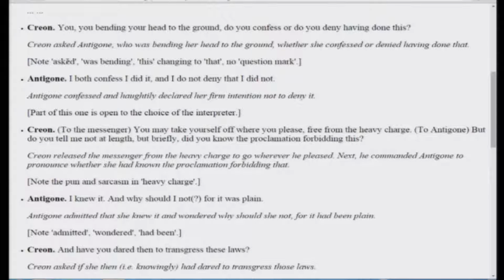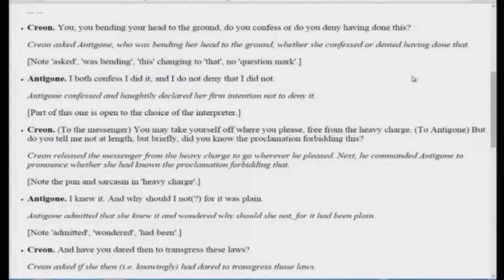And since it is a question, it is asked, and bending, here it was is bending or you are bending. Here it is was bending. So, this is the main point, that if the main event is in past, then the present of the direct narration will be converted to past, appropriate past. Present continuous, this will become past continuous. And this, which is immediate, will be changing to that. So, Creon asked Antigone, who was bending her head to the ground, whether she confessed or denied having done that.